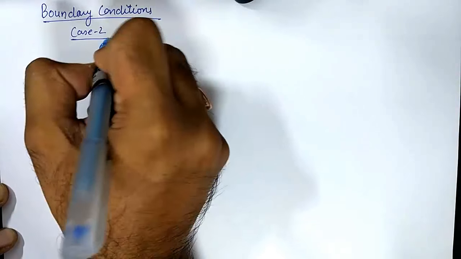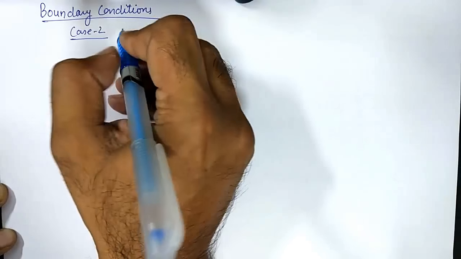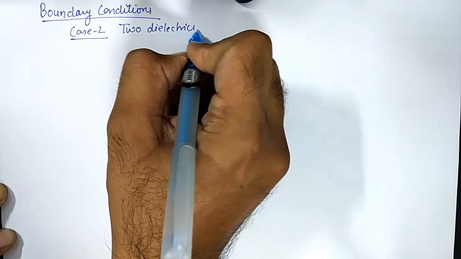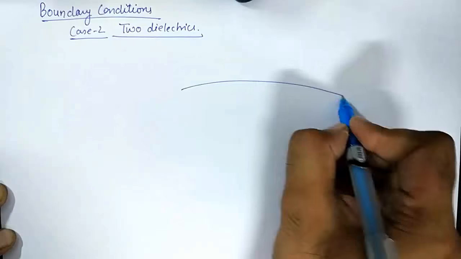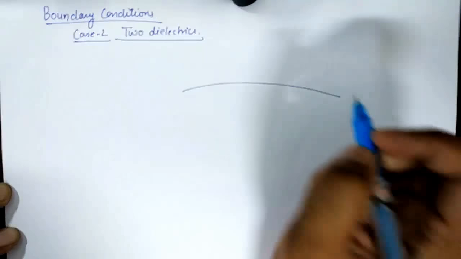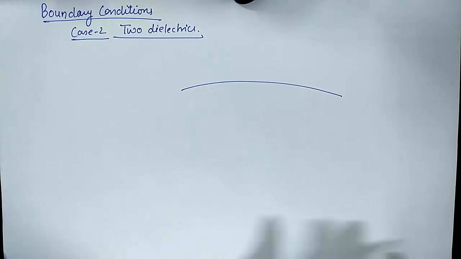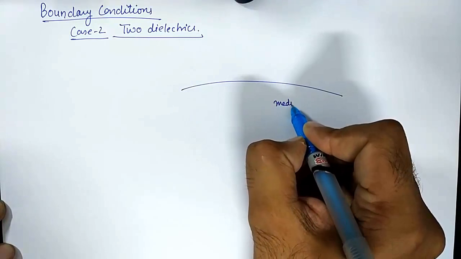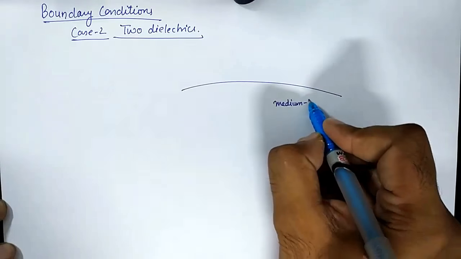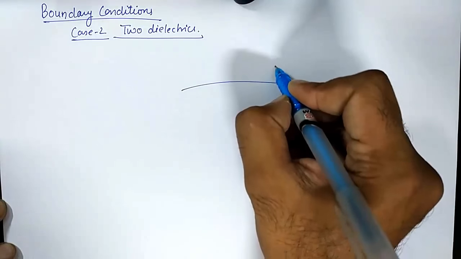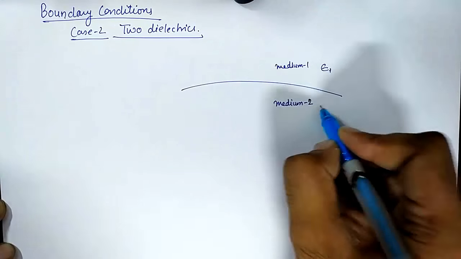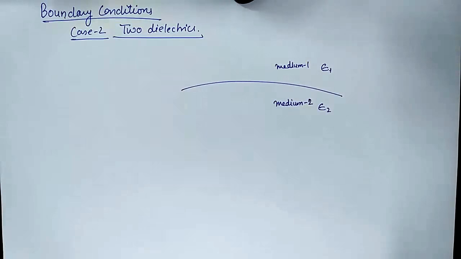In this tutorial we'll study case number 2, which is the boundary condition between two dielectrics. So what we're going to do is study the behavior of electric field intensity and electric flux density at the boundary of two media which are dielectric in nature. This is, let us say, medium 2, this is medium 1 with epsilon 1, and this has epsilon 2.